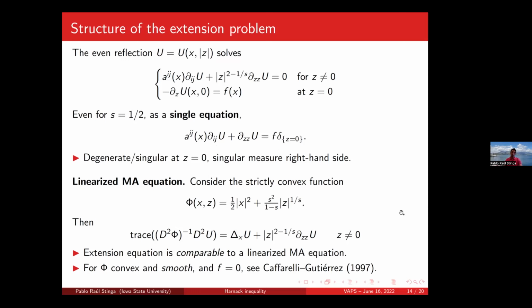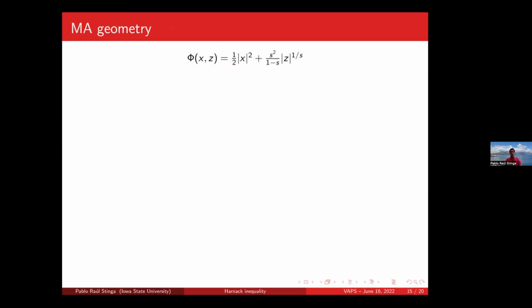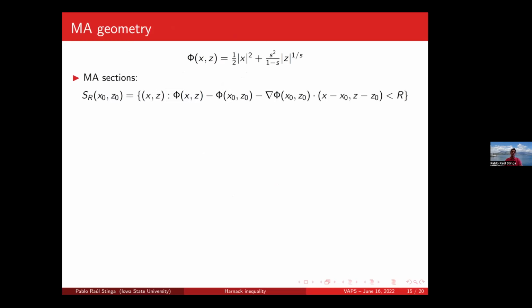If you have a linearized Monge-Ampère equation, there is a geometry that you need to follow, made evident in the paper by Caffarelli and Gutierrez. So what is that Monge-Ampère geometry? Now this phi is x squared plus z to the 1 over s. Instead of looking at the Euclidean balls or cubes, you have to look at the Monge-Ampère sections. So what is a section centered at a point with radius r?